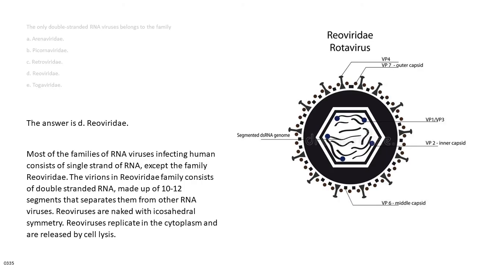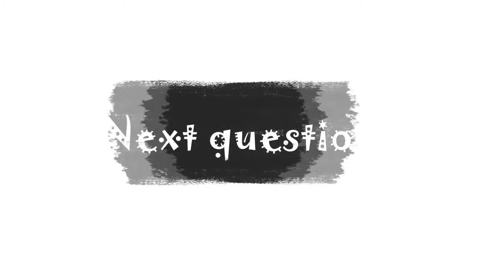The answer is D. Reoviridae. Most of the families of RNA viruses infecting humans consist of a single strand of RNA, except the family Reoviridae. The virions in the Reoviridae family consist of double-stranded RNA, made up of 10-12 segments that separates them from other RNA viruses. Reoviruses are naked with icosahedral symmetry. Reoviruses replicate in the cytoplasm and are released by cell lysis.